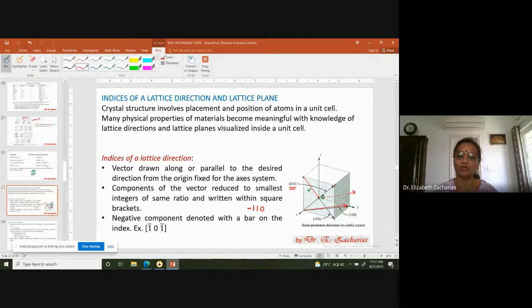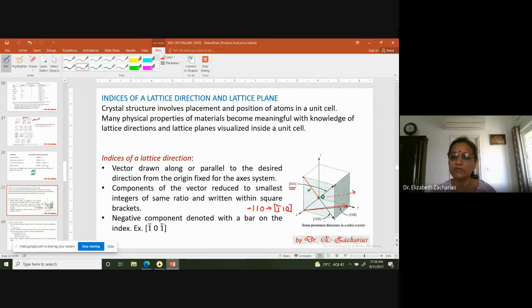So what you have to now do is write this in a square bracket as 1 bar 1 0. So that is the direction. Well, actually it's 1 bar 1 0.